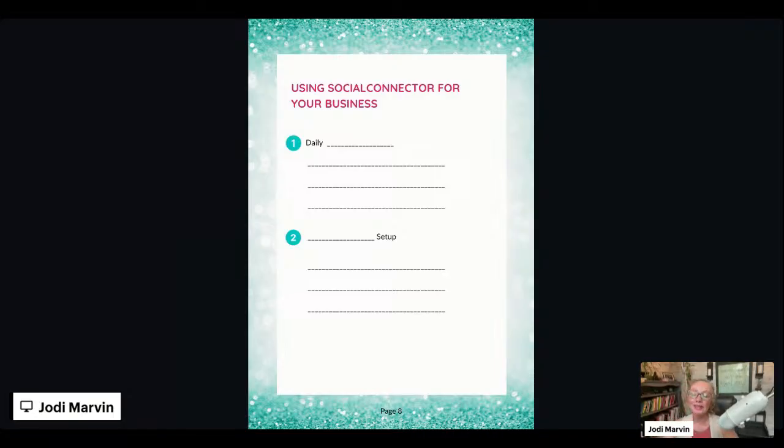One of the really hardest parts of running a VA business, or any business really, is staying on top of all the little things that have to happen: the follow-ups, the reminders, the client communications, posting on social, whatever. There are tons of little tasks that keep you busy. But with Social Connector, you can automate all of this.